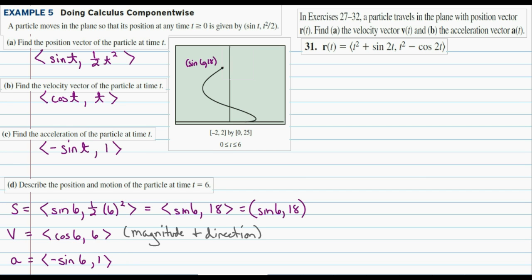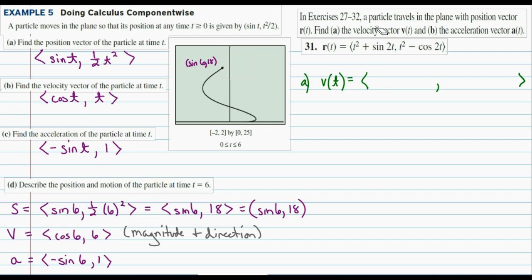Now try problem number 31. It says a particle travels in the plane with position vector r of t. Find A, the velocity vector, v of t, and B, the acceleration vector, a of t. Alright, so that's really nothing exciting, I guess. We'll find the velocity vector first. So we're going to take the derivative of the x expression, the horizontal motion expression for position.